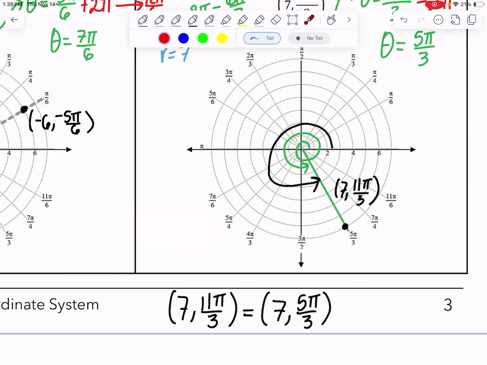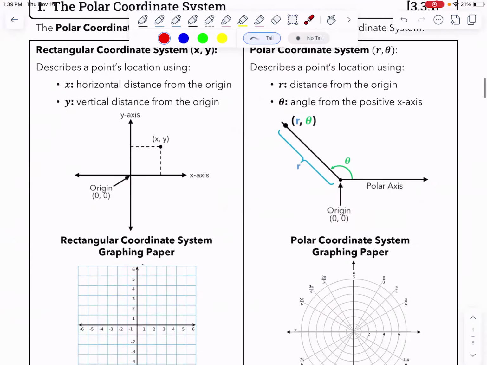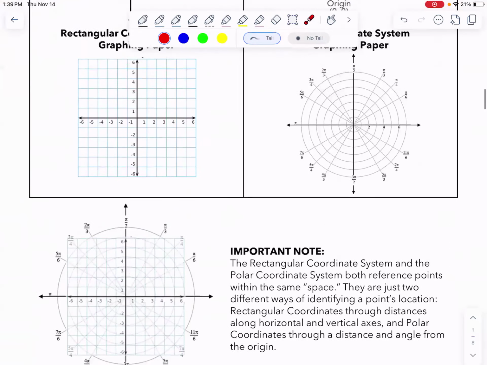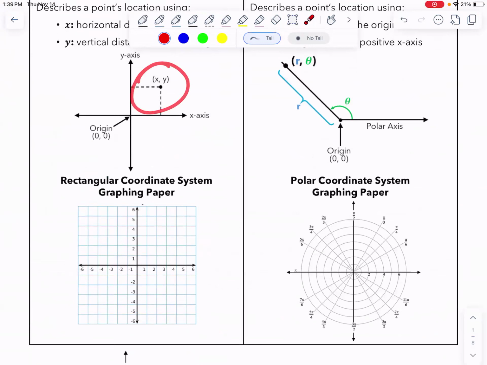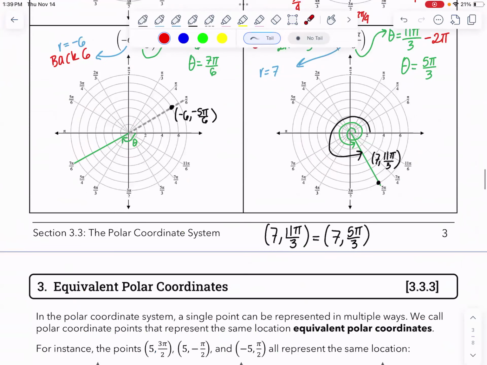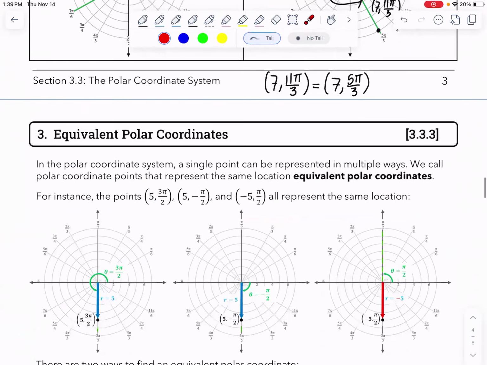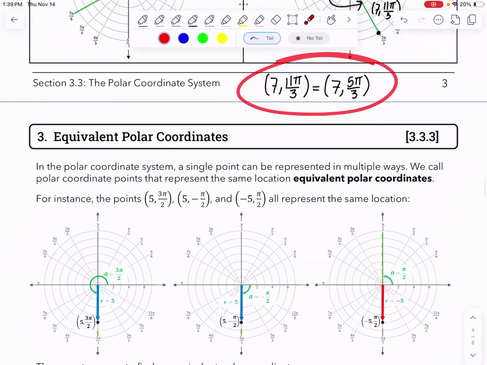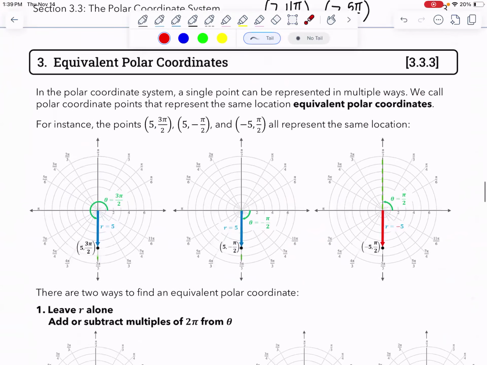This is what makes the polar coordinate system distinct from the rectangular coordinate system. In our rectangular coordinate system, there's only one way to address a point on the plane. Every point has one and only one address. It's the only way to get there. But with the polar coordinate system, every point has not just multiple, but infinitely many representations. Two points that can be represented the same way in a polar coordinate system, we call equivalent polar coordinates.